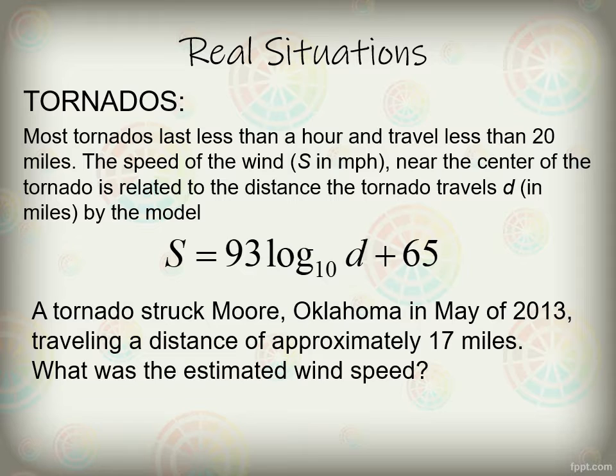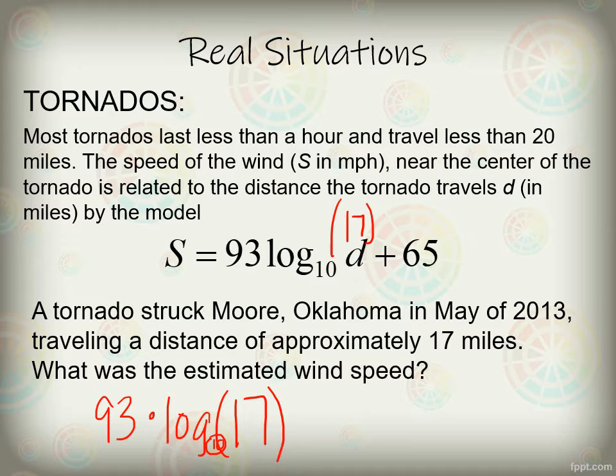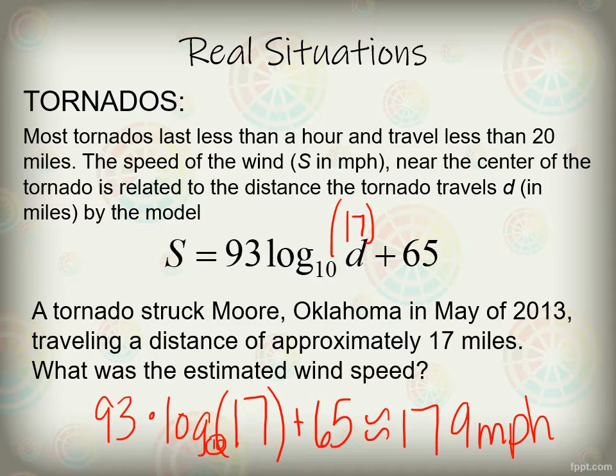Because we know the distance is 17, we can calculate. In your calculator, type in 93 times log, and your calculator automatically does base 10, okay? If it's a different base, we'll have to talk about that, but it does base 10, so you don't have to worry about typing that in. Then type 17, close the parenthesis, then add 65. We get approximately 179 miles per hour, which would make sense for a tornado. So in this case, it's really easy to say whether an answer is close to true or not.